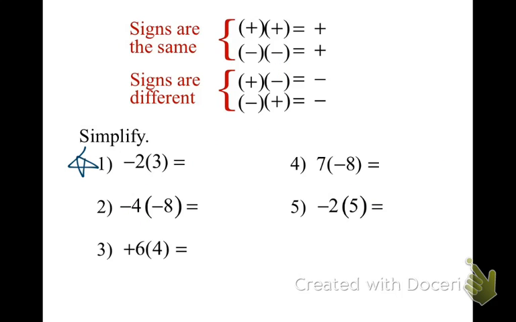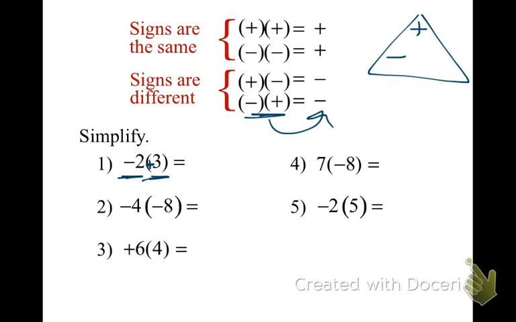So go and write down example number 1. We're going to go and solve it. So I have negative 2 times a 3. Now, is this 3 positive or negative? Technically, it's a positive. So, what's a negative times a positive? It's going to be a negative. And remember, you can always draw your triangle if you're not sure. So, I have a negative times a positive. It's going to be a negative.